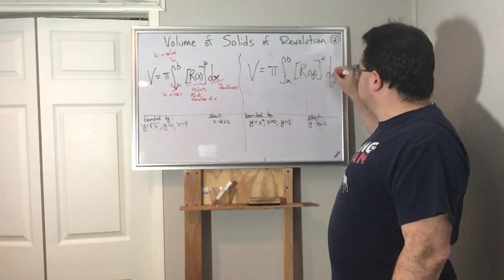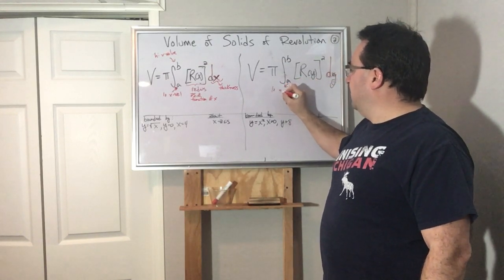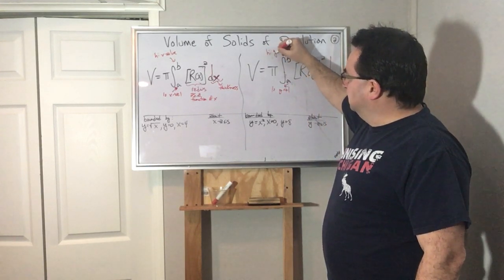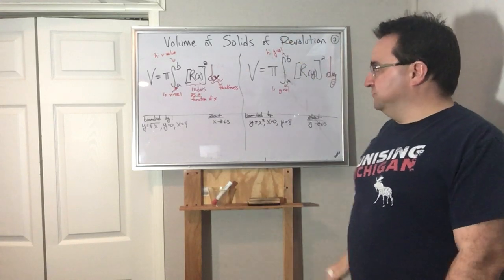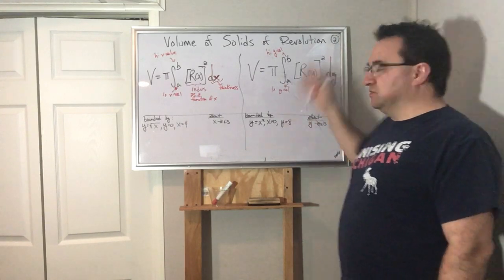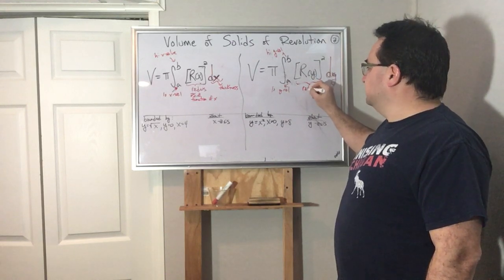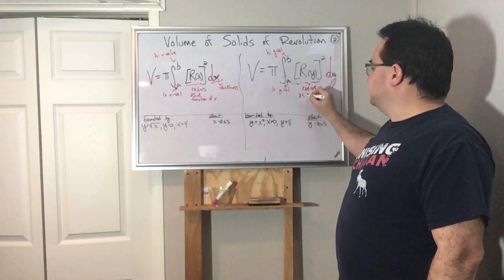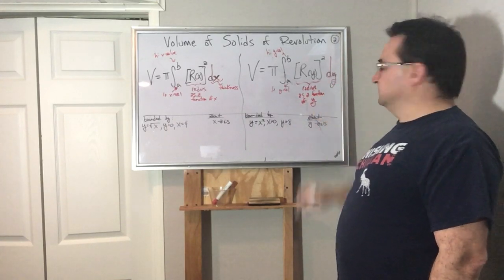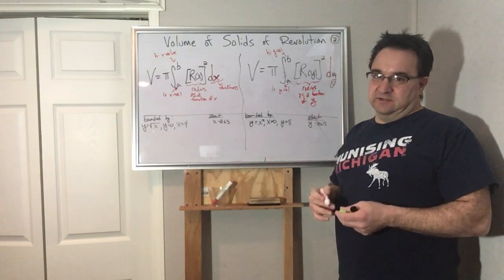Now this one, see it's a dy. That's in control of the integral. That tells you this is your low y value, and this is your high y value. So in a dx problem, you're going to be looking at the x-axis for your limits of integration. For a dy problem, you're going to look at your y-axis for your limits of integration. And this is going to be the radius as a function of y. Okay, so that's what's in there.